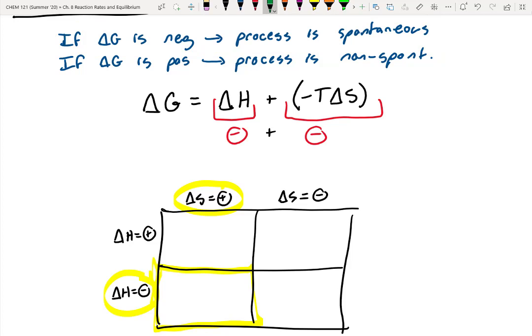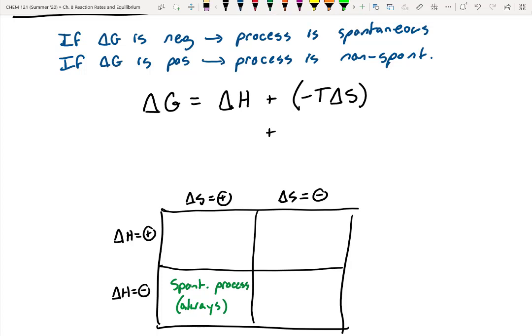So let's go ahead and write this all out. Okay, so this would be a spontaneous process. And this is true always. Doesn't matter what temperature we plug in, a negative plus a negative, always going to be a negative, right? Well, now let's do the opposite, right? Let's go over here. So on this side, we've got delta S that's negative and delta H that's positive.